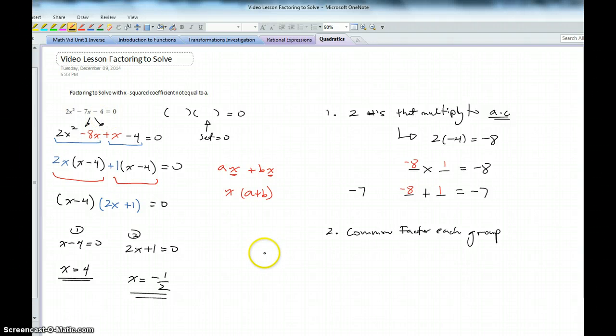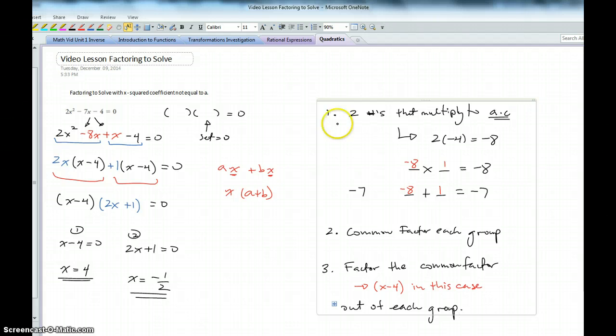Okay? So once again, let's review. Step 1, determine two numbers that multiply to a times c. Usually we just check c because the coefficient of x squared is 1. In this case, it's not 1, so we need to multiply both of them together. The second stage is to common factor each group. The third stage is to factor out that common factor, which we've created, x minus 4 here, out of each group. And then there is your final answer. Set each bracket to 0 and solve.